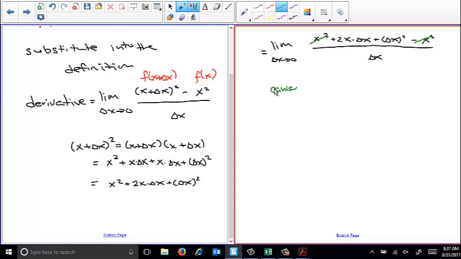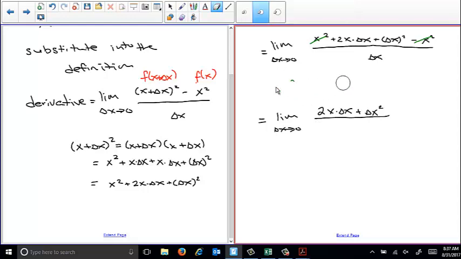Cancel out x squareds. So what do we have left if we do that? We take the limit as delta x goes to 0 of 2x times delta x plus delta x squared. Well, we actually haven't canceled. That's not really, sorry, that was bad. Let's say what we're doing here is really simplifying. I got ahead of myself. So we're simplifying. We are canceling these out, but we're not canceling numerator and denominator.